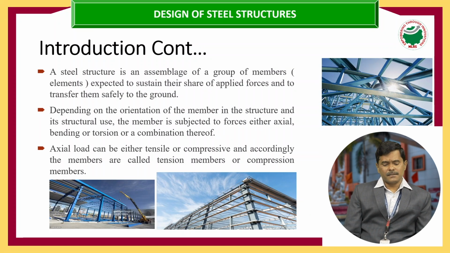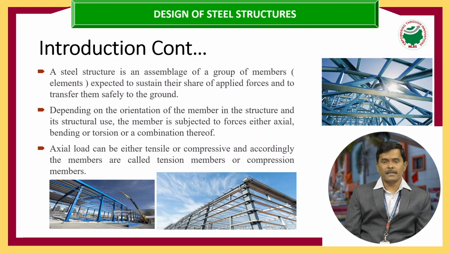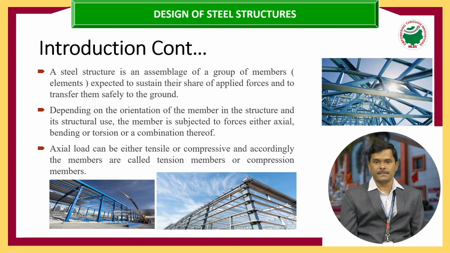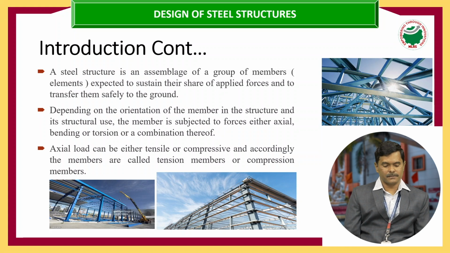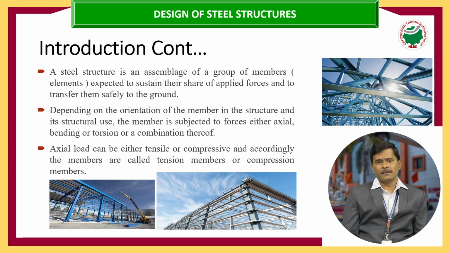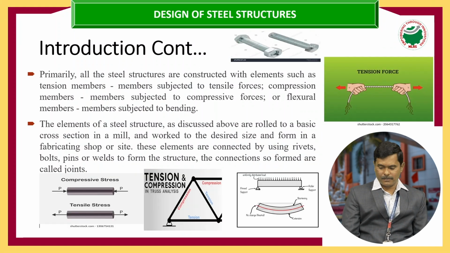So a steel structure is an assemblage of a group of elements expected to sustain their share of applied forces and to transfer them safely into the ground. Depending on the orientation of the member in the structure and its structural use, the member is subjected to forces either axial, bending, or torsion, or a combination of these. Axial load can be either tensile or compressive, and accordingly the members are called tension member or compression member.